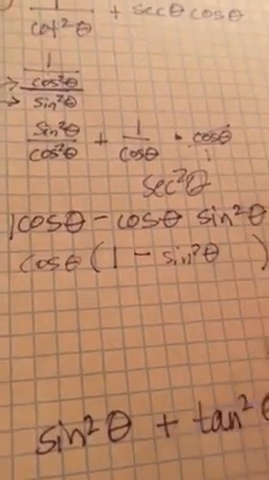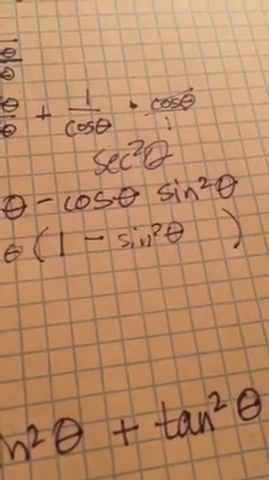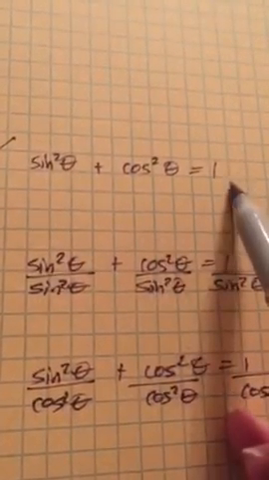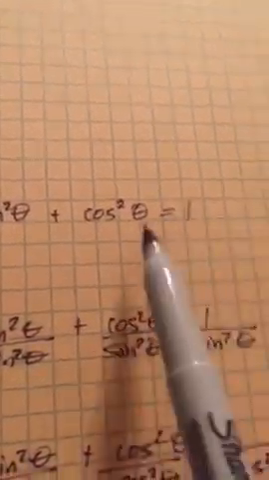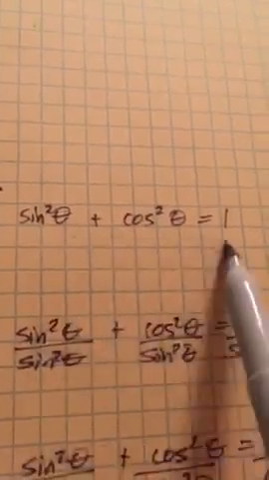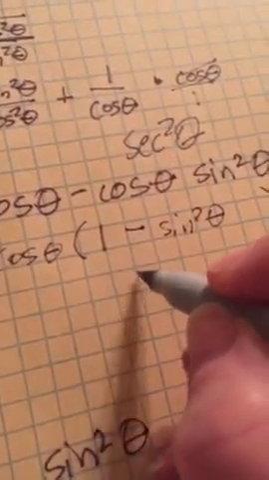Now remember that we did the Pythagorean properties, and sine squared plus cosine squared equals 1. So going back to this again, sine squared plus cosine squared equals 1. Look at that, that's 1 minus the sine squared. If you were to subtract sine squared from both sides of this identity, you would get cosine squared of theta. So this actually equals 1 minus sine squared is the cosine squared of theta.